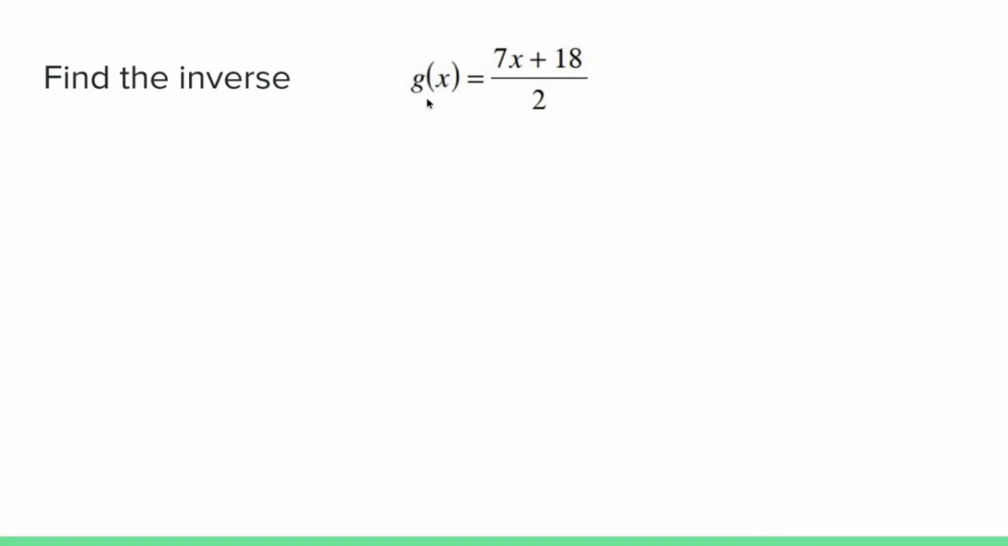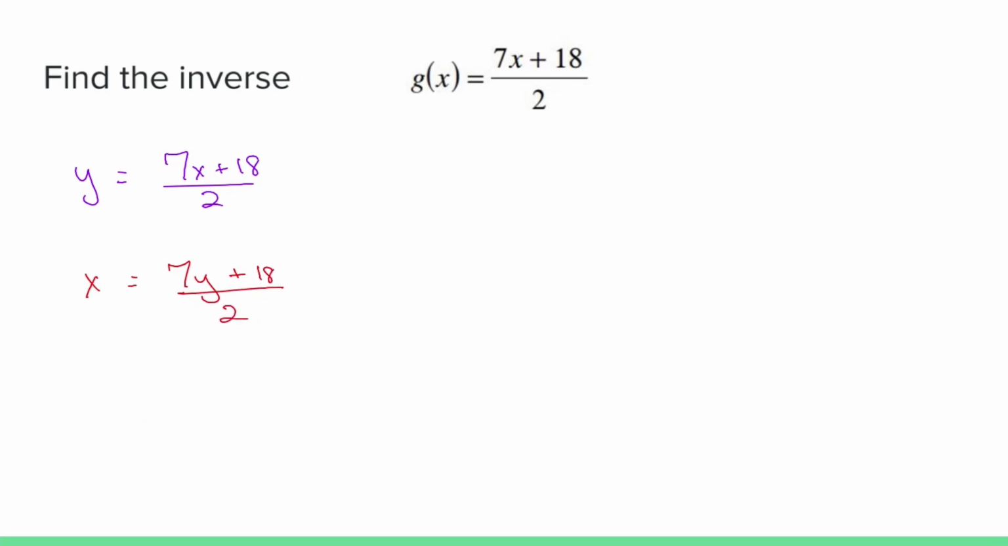Find the inverse of g of x equals (7x + 18) all over 2. Well, I don't like g of x, so let's call it y. y equals (7x + 18) all over 2. The first thing in finding an inverse is you swap the x and the y. So x equals (7y + 18) over 2.